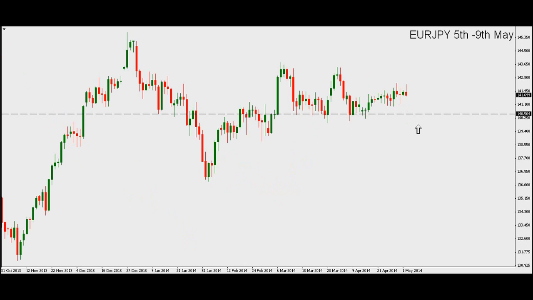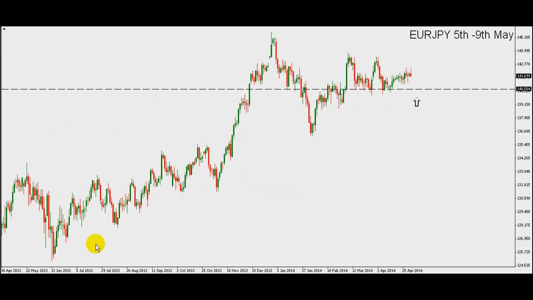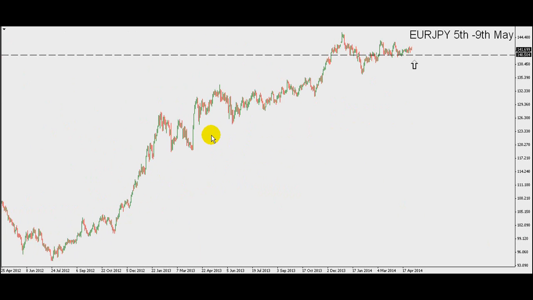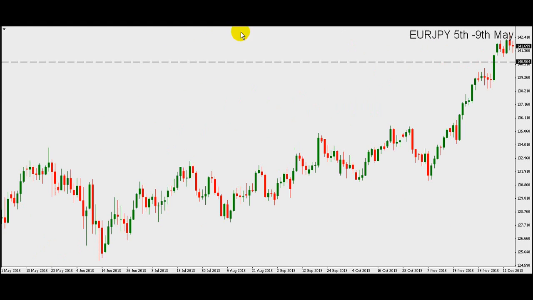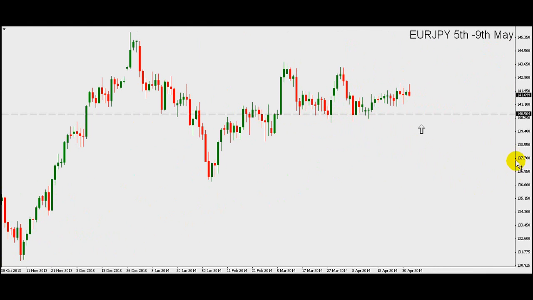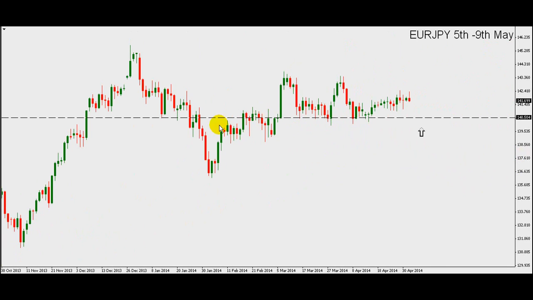And here is Euro JPY. This was on quite a long uptrend for a while, and now it's gone into a kind of a correction. Just here, if we zoom out a little bit, you can see the uptrend that was taking place, and now it's kind of gone into a corrective mode or a sideways mode, whatever you want to call it. But you can see clearly the support zone here, which is at 140.50.